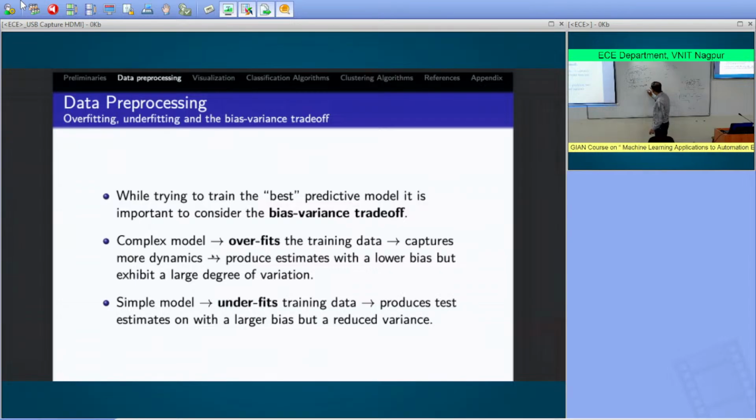My output y_t is simply some alpha 0 plus some alpha 1 times the input plus some noise. Okay, this is the truth, the ground truth that we will never know.